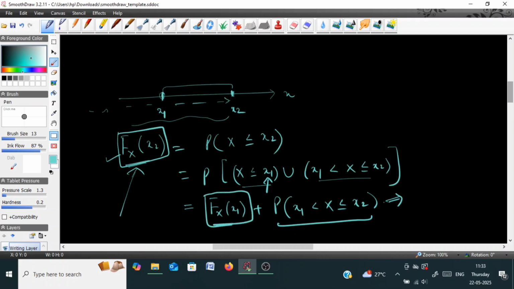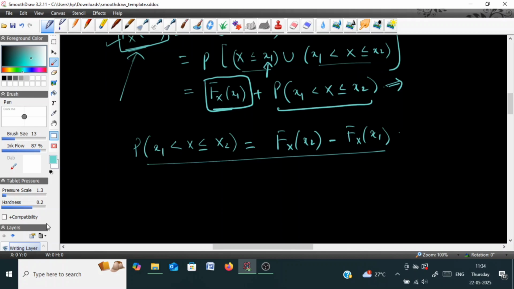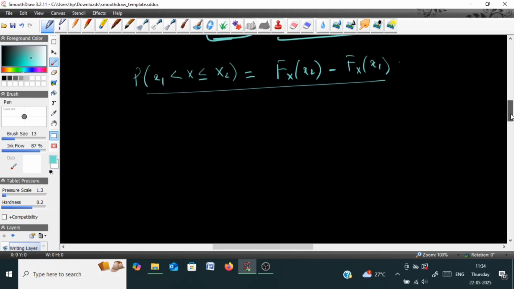From this you can also write that the probability of the random variable X between x1 and x2, excluding x1 and including x2, can be taken as F_X(x2) minus F_X(x1). The CDF can also be defined for discrete as well as continuous random variables.